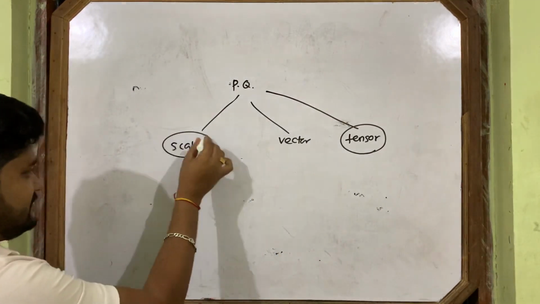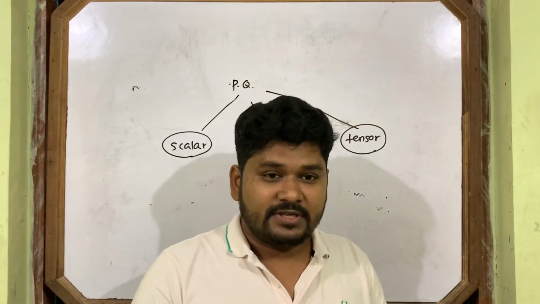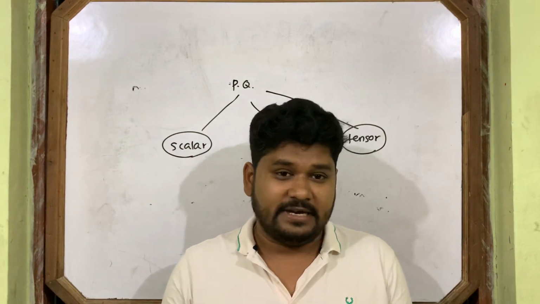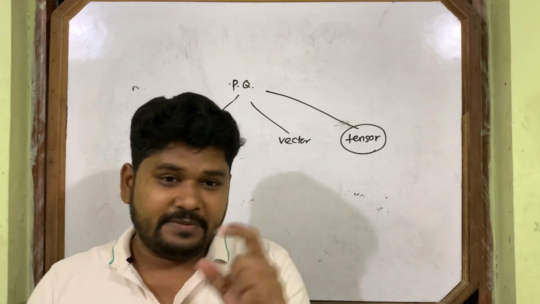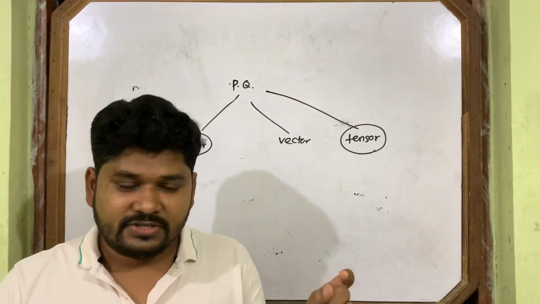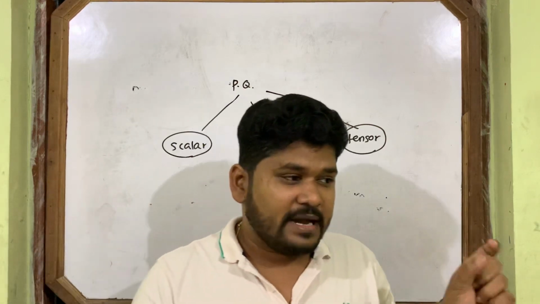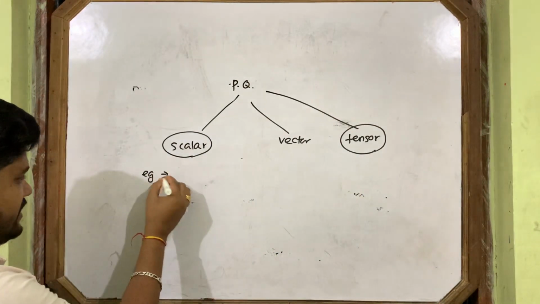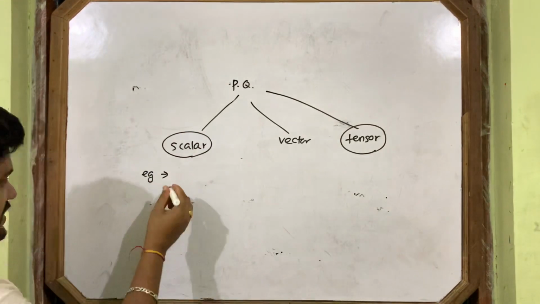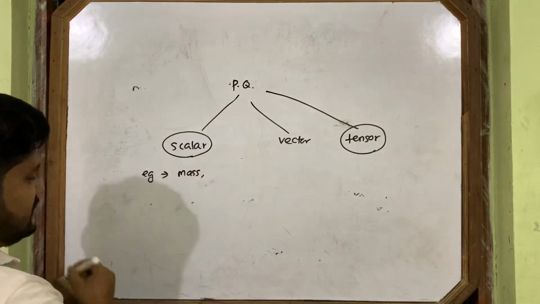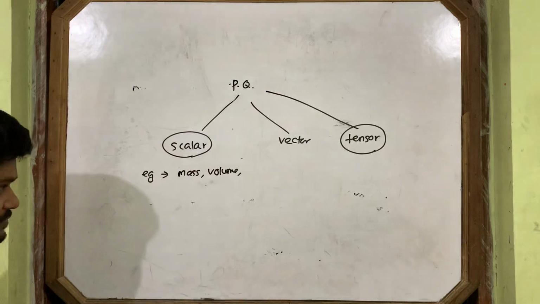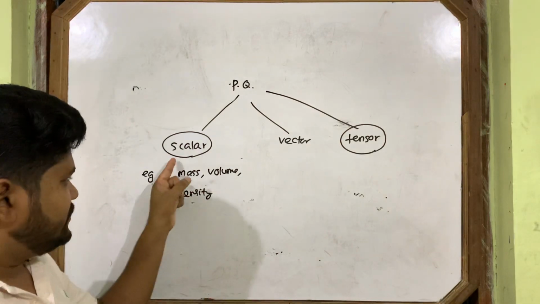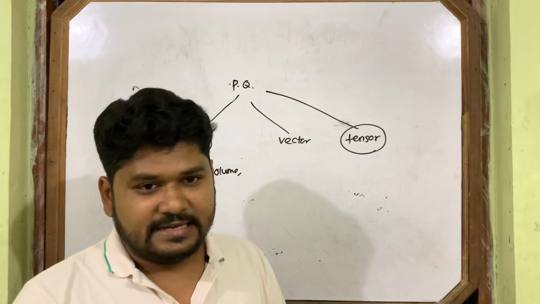So what is a scalar? The quantity which has only magnitude. Always try to write a simple definition. Don't go for any complicated definition. A simple definition which everybody can understand. The physical quantity which has only magnitude is called scalar. Examples of such quantities which don't need any direction are mass, volume, density, like this. You can write a set of quantities which don't need any direction, called scalar.